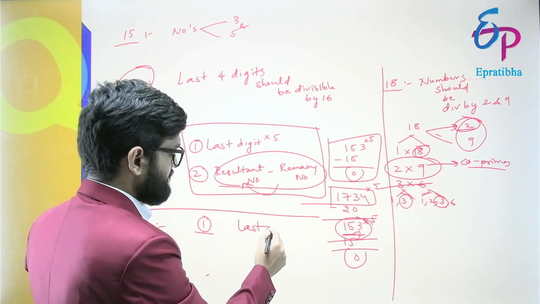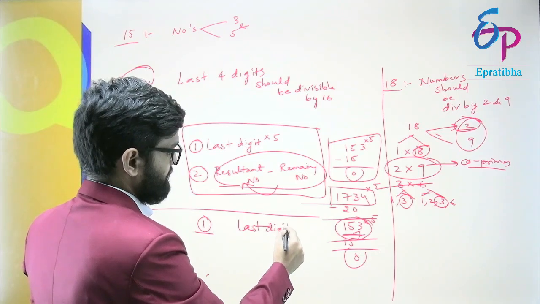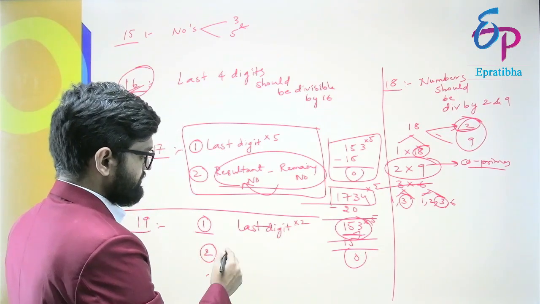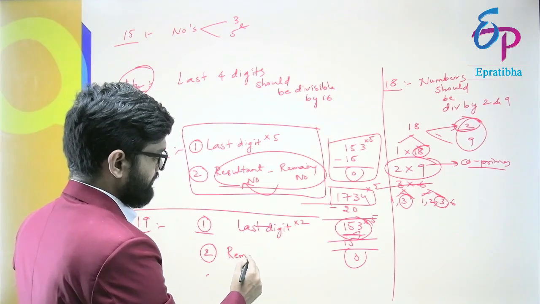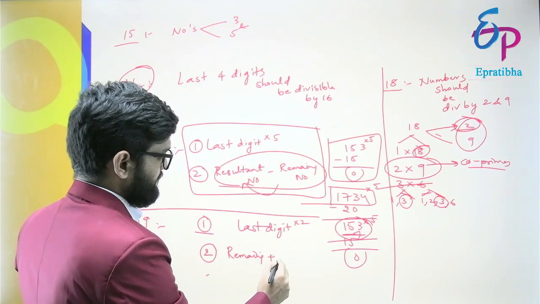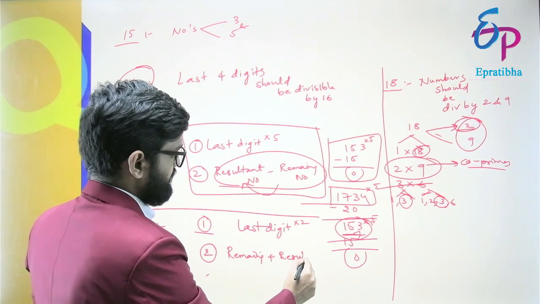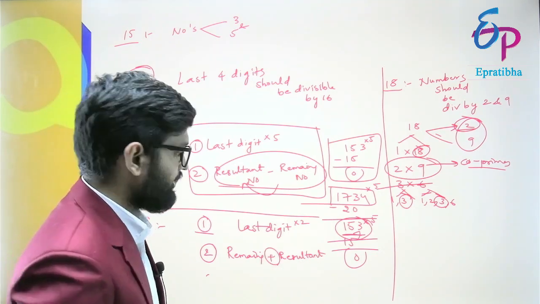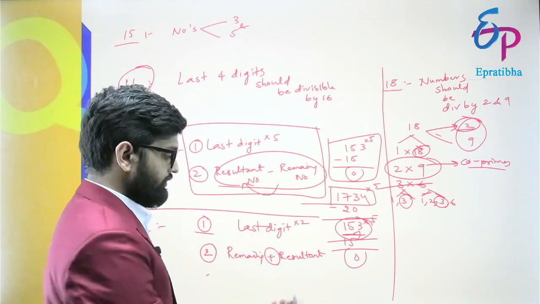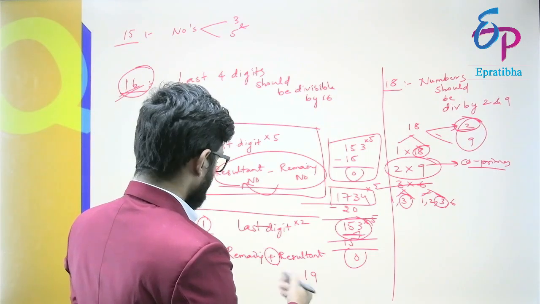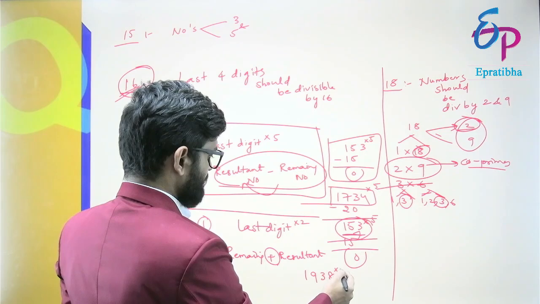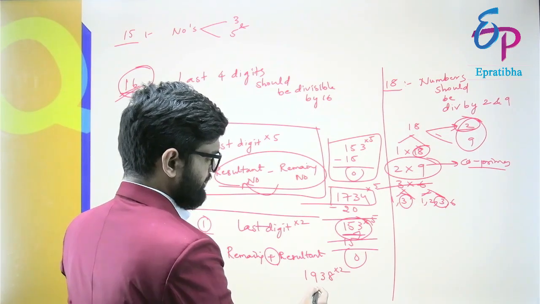The last digit should be multiplied with 2, but the second step is a bit different: the remaining number plus the resultant number. Only difference is that here you have to take plus, there you have to take minus. So if you take one number 1 3 1 9 3 8, if you take the last digit into 2, how much will it be?